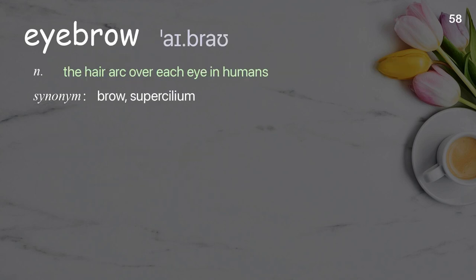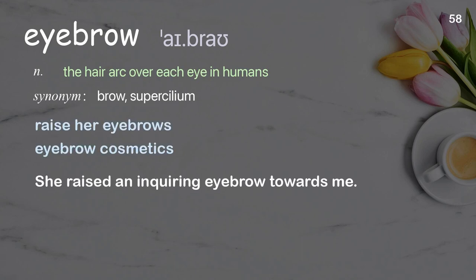Eyebrow. The hair arc over each eye in humans. Examples: Raise her eyebrows. Eyebrow cosmetics. She raised an inquiring eyebrow towards me.